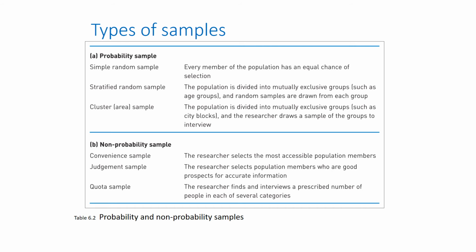For non-probability sampling, which is not representative of the total population, you have convenience sampling, judgment sampling, and quota sampling. Convenience sampling, the researcher selects the most accessible population members. Judgment sampling, the researcher selects population members who are good prospects for accurate information. Quota sampling, the researcher finds and interviews a prescribed number of people in each of several categories.